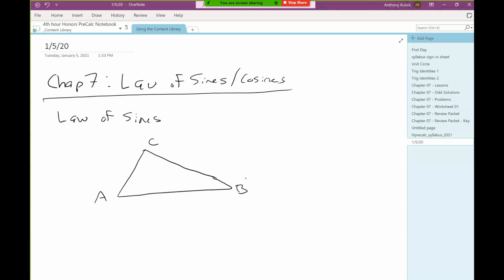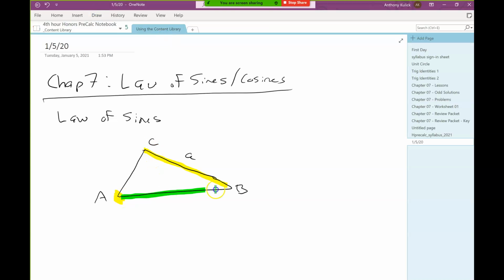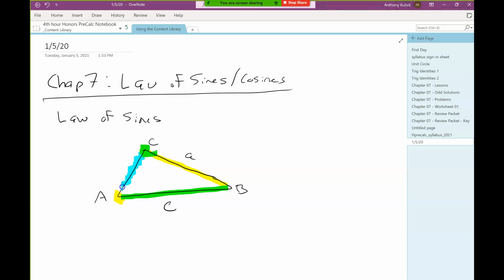The convention when naming the sides of a triangle is to use the lowercase letter of the angle name opposite that side. So for example, this side is across from the angle A, so I would refer to this as side a. Similarly, this side is across from angle C, so I'd refer to this side as side c. And that leaves, obviously, this side, which has got to be b.